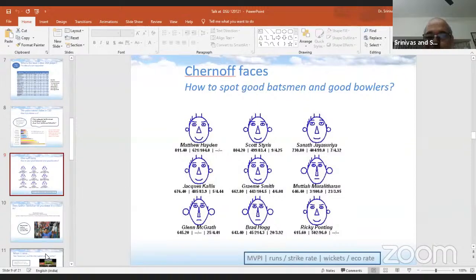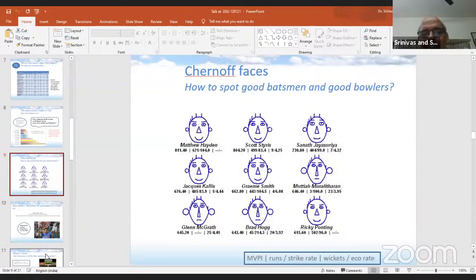Look at Ricky Ponting down there. He's also smiling a lot. Great batsman. He looks quite similar to Matthew Hayden. Incidentally, those numbers below tell you what the MVPI was, what the actual runs scored were, what their strike rate was, what their wickets were. So you see, there's a lot of information that I'm packing into a picture. And that is what Chernoff faces do.